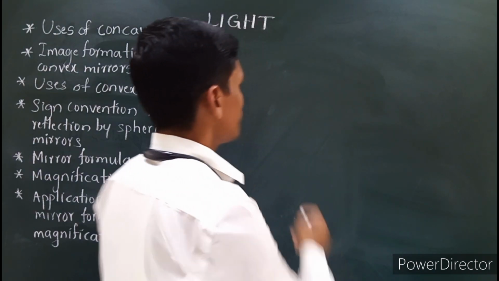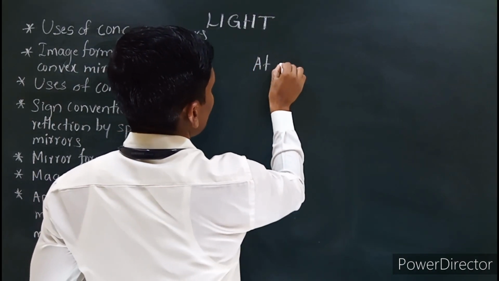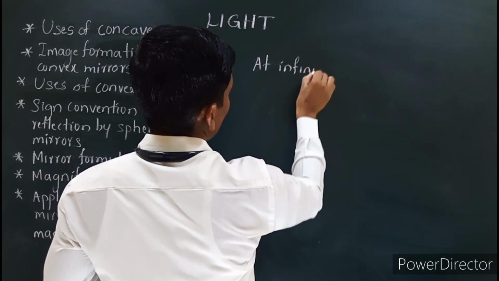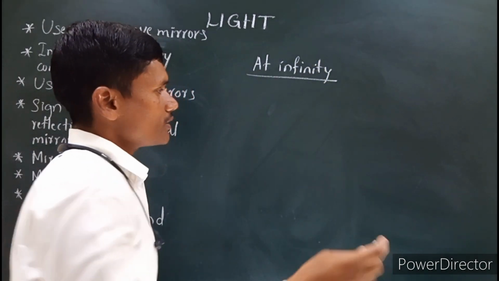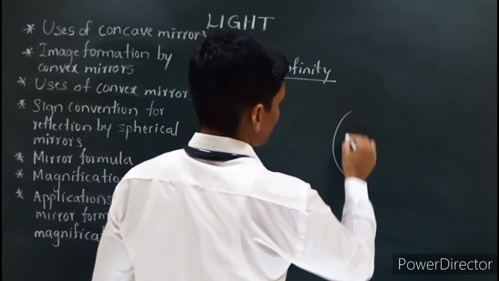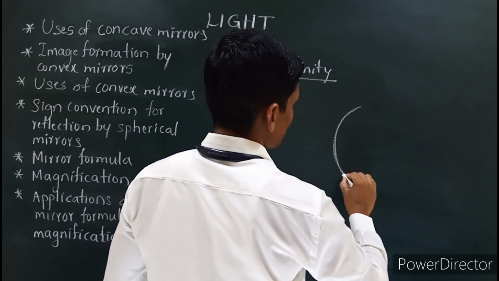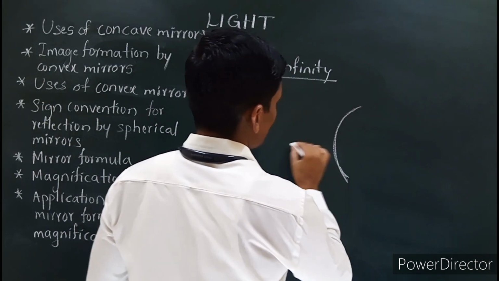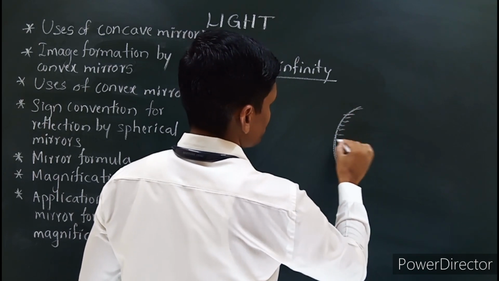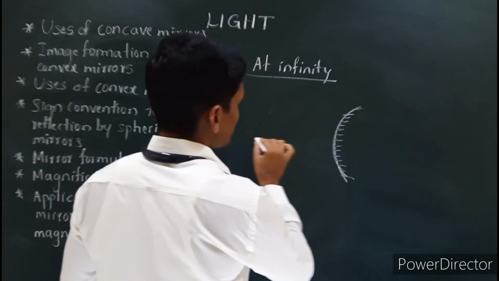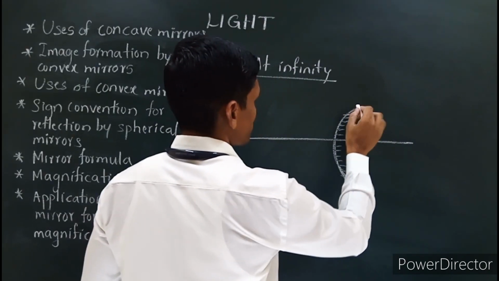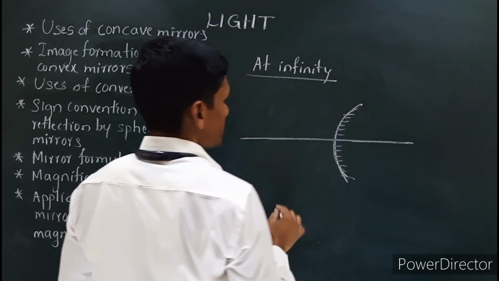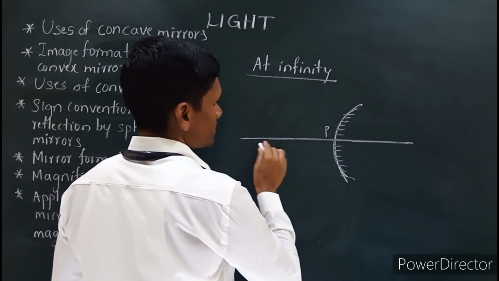Let us take the first one, when the object is at infinity. How are images formed by that convex mirror? Let us draw a convex mirror first. Here, this is the convex mirror. The principal axis we have to show first here. Now, this is the pole of the mirror.